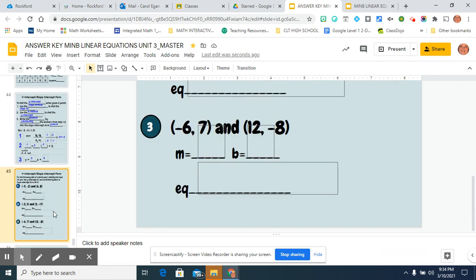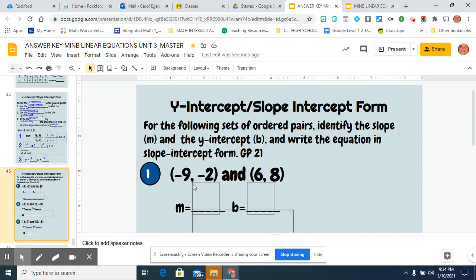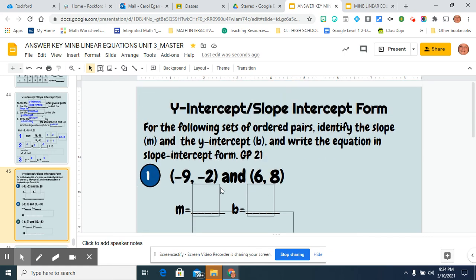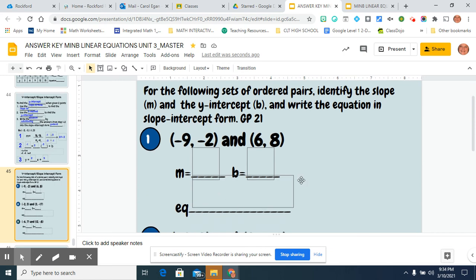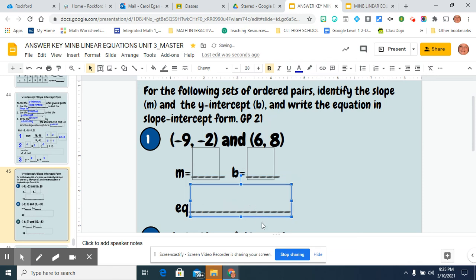So you have two guided practice problems, GP21 and GP22, that are giving you 2 points. And I don't have workspace here, but you can add a box here for your workspace. We just want to know what's the m, the b, and the equation that you find going through that process. And that's what we're going to use to write the slope-intercept form from two ordered pairs.